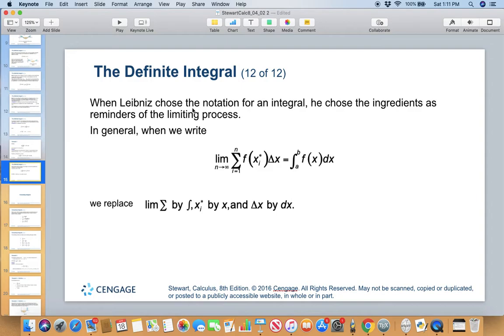When Leibniz chose the notation for an integral, he chose the ingredients as reminders of the limiting process. In general, when we write this equals this, limit and summation put together is that S. A and B should be given to you in your interval, so these are the limits of integration. f(xi*) is replaced by simply f(x). Delta x is replaced by dx.